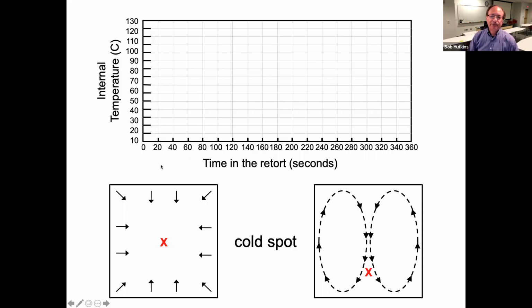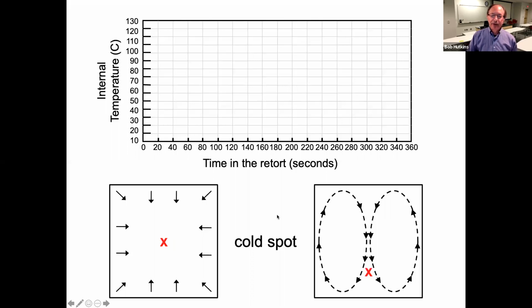Let's now look at two types of foods. We're going to go into a retort with a canned food, and that canned food, if it's like tuna, has a cold spot right here in the center. In conduction heating, the cold spot is always in the geometric center. In convection heating, it's not quite there. The cold spot's right about here, depending on the shape. But in either case, we could stick a thermocouple into that can and determine the cold spot.